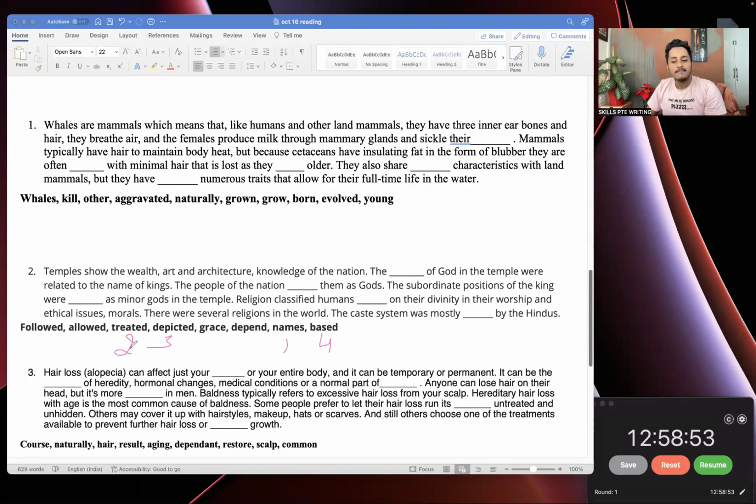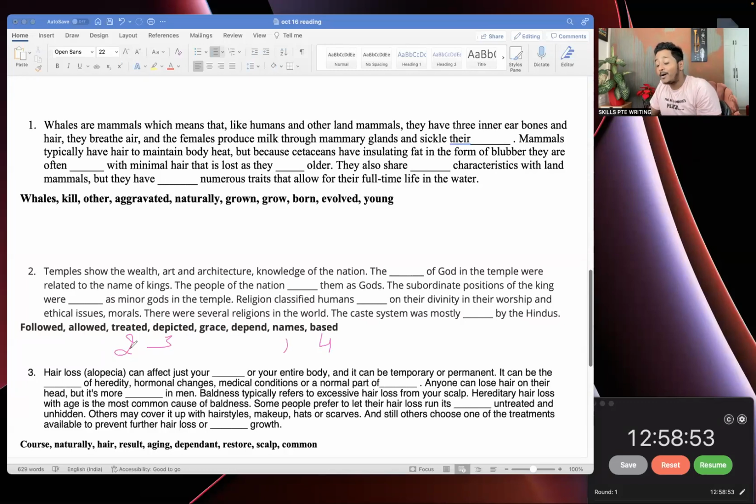Continue. Yeah, okay. There were several religions in the world. The caste system was normally followed by Hindus. Excellent. Second one, why was it not followed? People of the nation followed them as gods. Can we write that? People are asking. No, we can't. Okay. Fourth one, religions classified humans depend on their divinity. Is that correct?